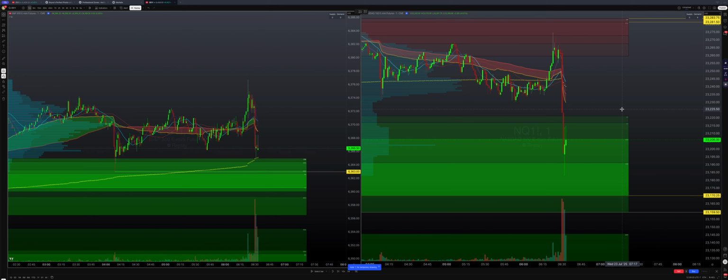So NQ was a lot weaker. It dumped into demand. But out of really heavy demand, it looked like it started flipping strong. You can see the reversal candle NQ bought in. You can see it starting to bounce. ES looks like it's bearishly consolidating.